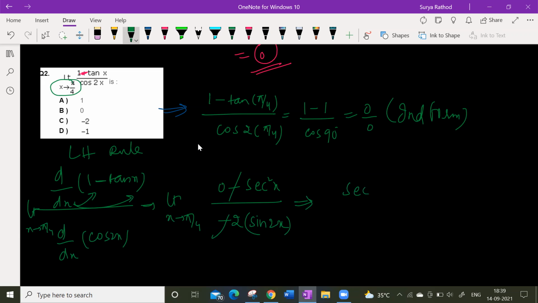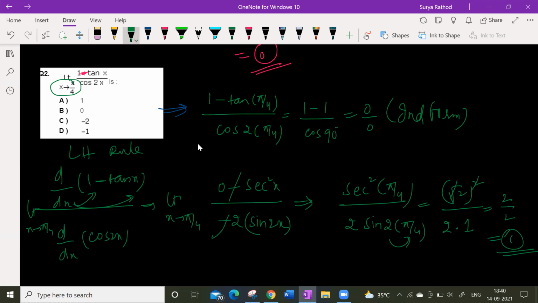Now substitute the x value. So 2 into sine 2 of pi by 4. Secant pi by 4 is root 2, so root 2 whole square divided by 2 into sine 2 into 45, how much? 2 sine 90, how much? Sine 90 is 1. So this will be getting answer 2 by 2 is equal to 1 is the answer.